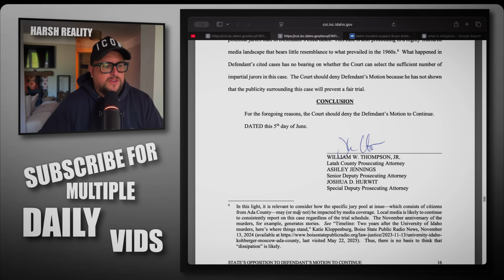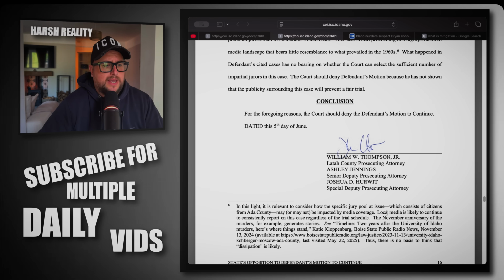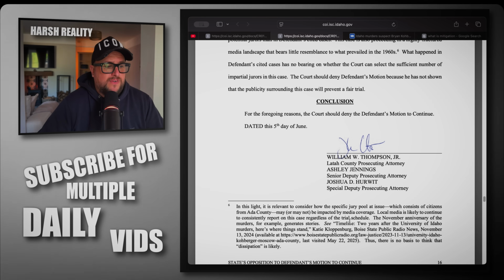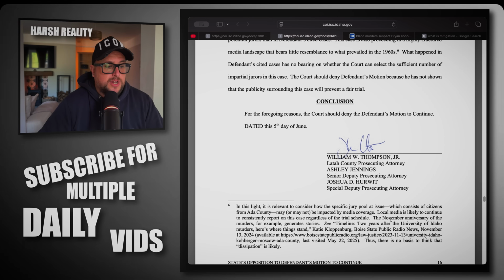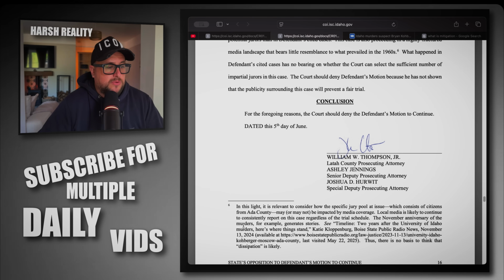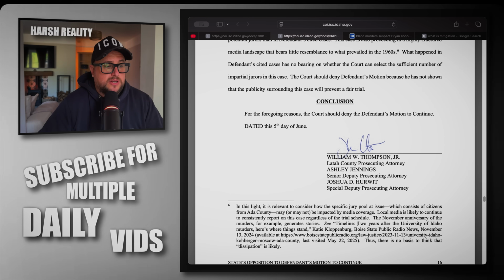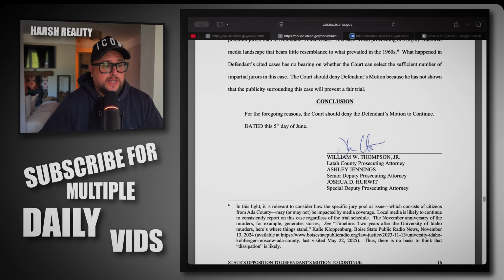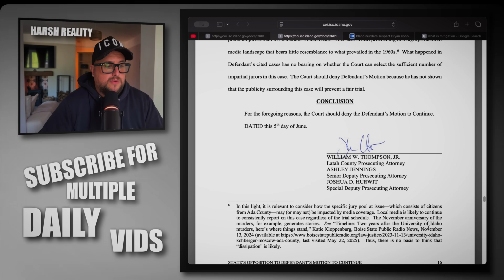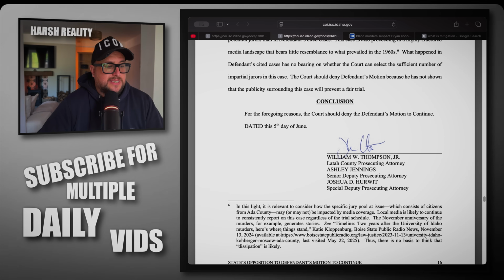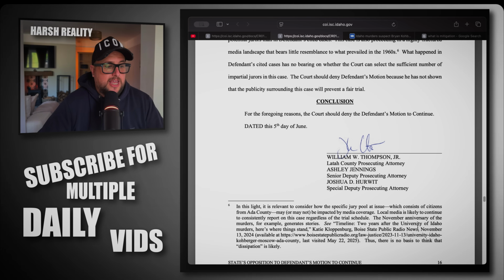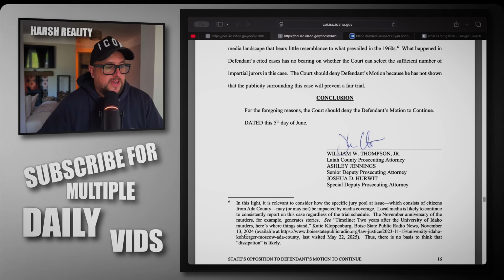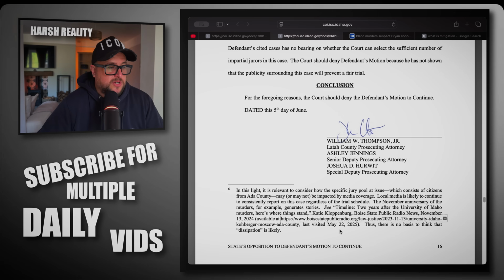"In this light, it is relevant to consider how the specific jury pool at issue, which consists of citizens from Ada County, may or may not be in fact impacted by media coverage. Local media is likely to continue to consistently report on this case regardless of the trial schedule. The November anniversary of the murders, for example, generates stories. See timeline 2 years after the University of Idaho murders. Here's where things stand." Katie Kloppenberg, Boise State Public Radio News, November 13th, 2024. And then it's got some citations there.